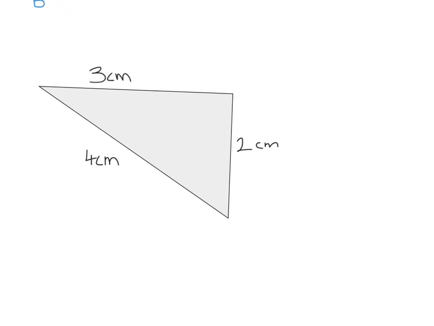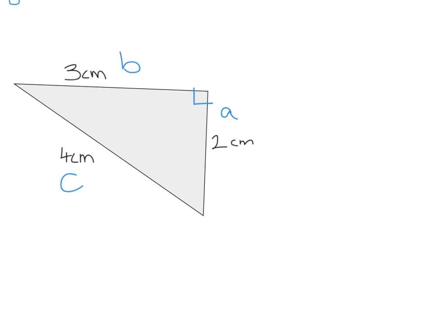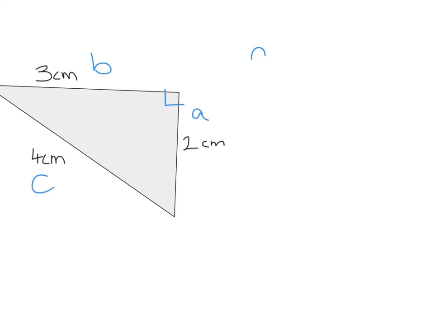Next example. Here's a right angle, which means this side must be C. We'll call this side A and B. So again, writing out Pythagoras' theorem, a squared plus b squared equals c squared.